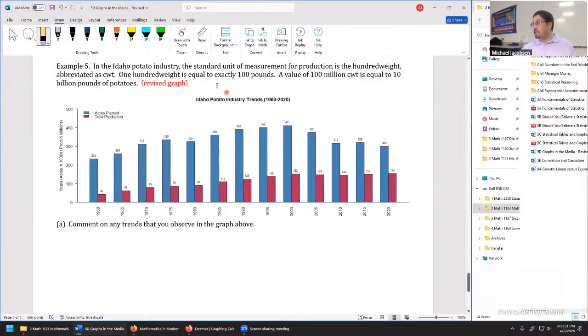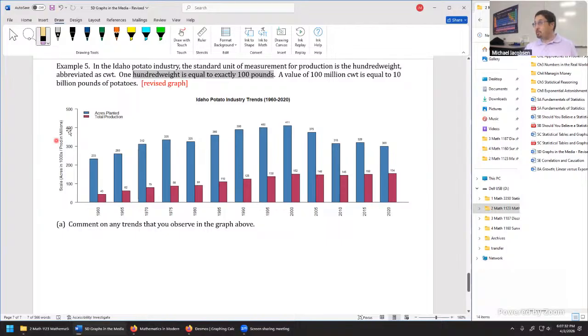And so it says, in the Idaho potato industry, the standard unit of measurement for production is the hundredweight. I didn't know that, so I learned a lot about this kind of stuff in this problem. The hundredweight is abbreviated as CWT, so CWT for hundredweight, and that's a pretty weird unit. Think of C here as being something along the lines of, say, a centimeter, meaning 100. So hundredweight is exactly 100 pounds.